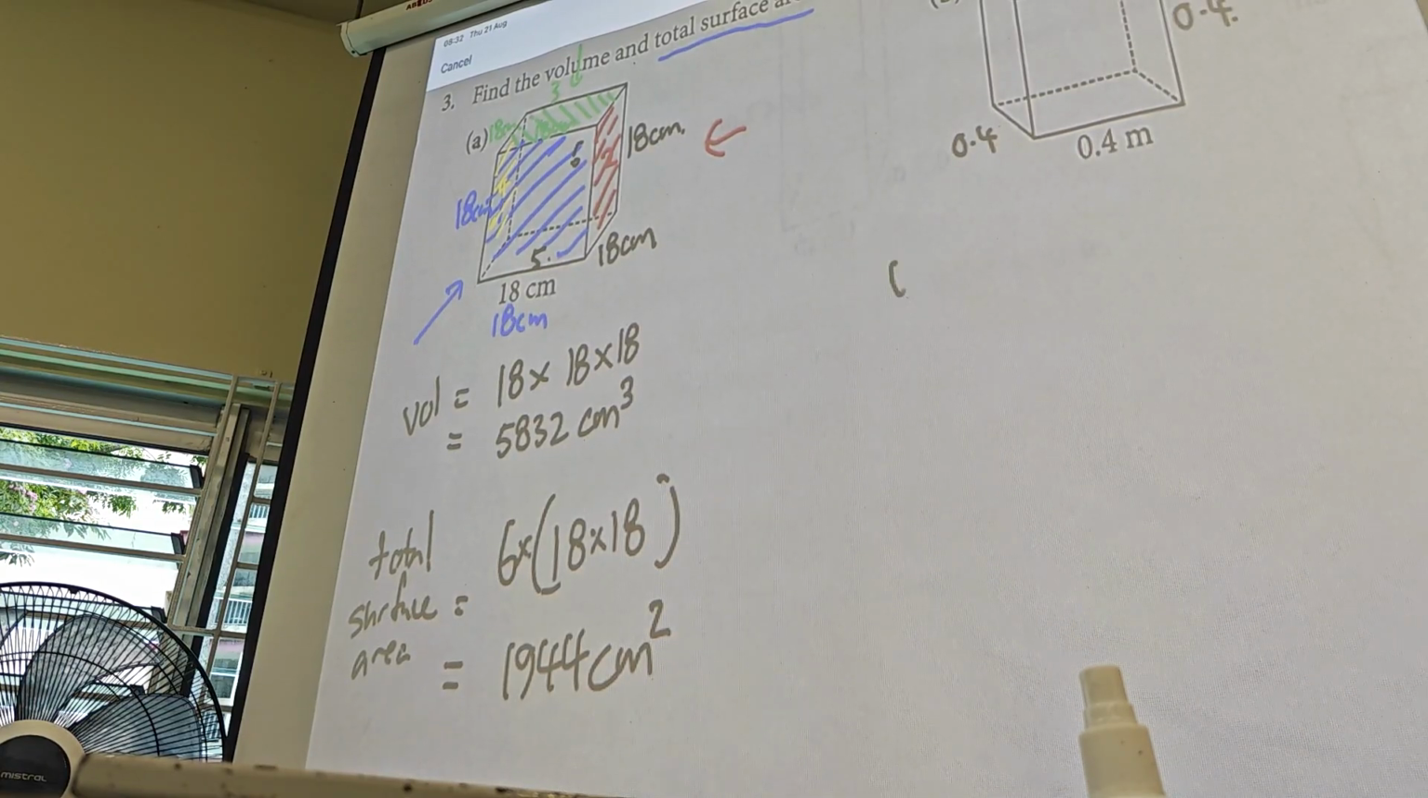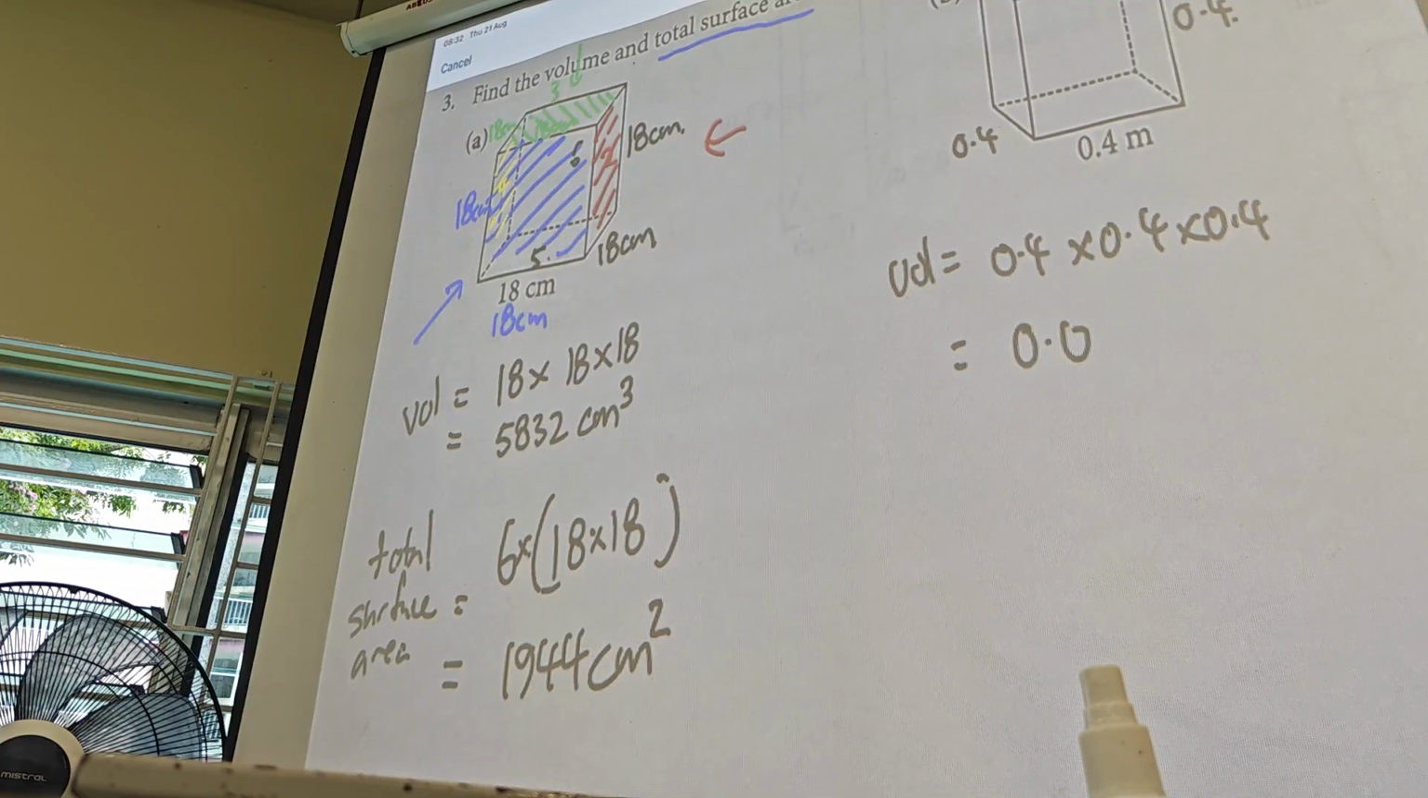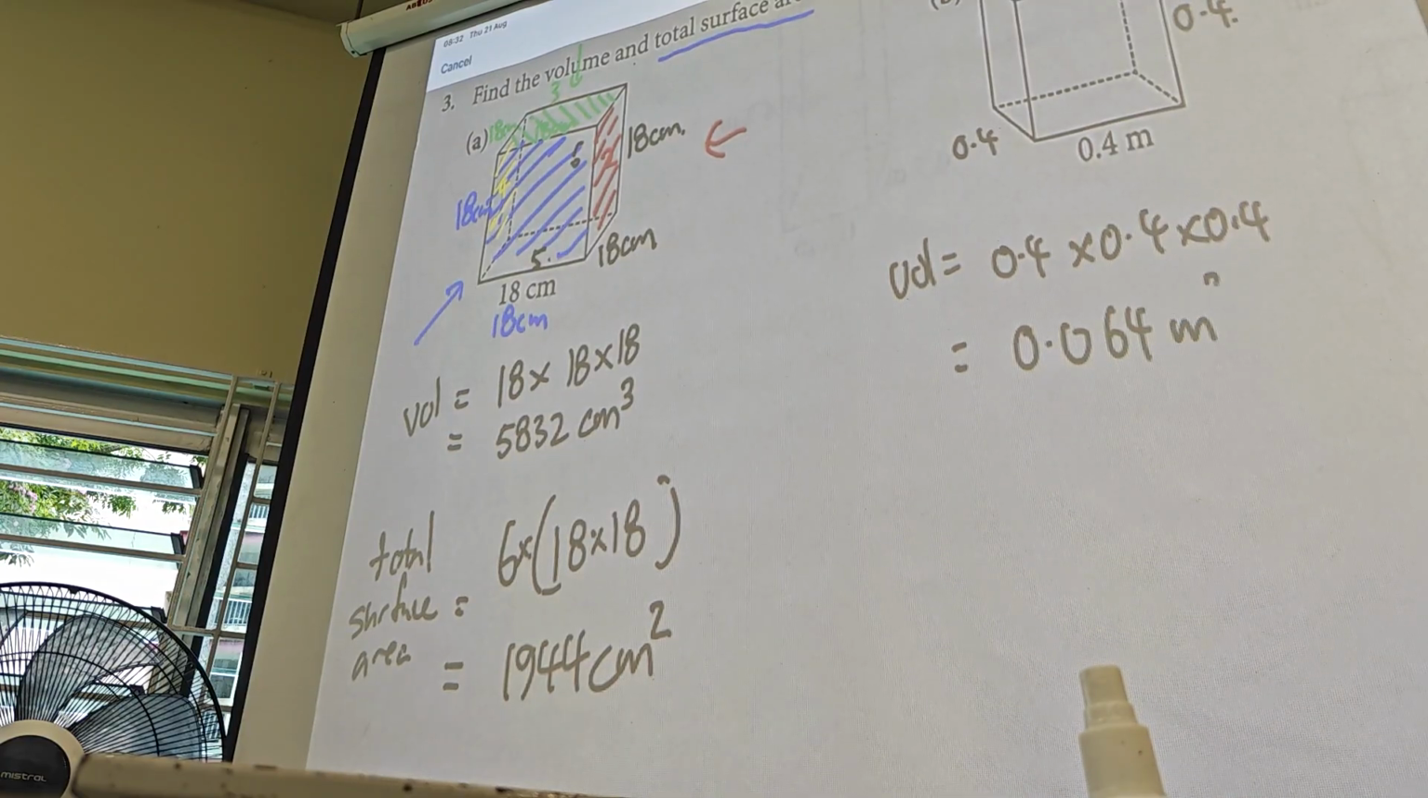Done. Volume equals 0.4 meter times 0.4 meter times 0.4 meter. So it is equal to 0.064 meter cube.